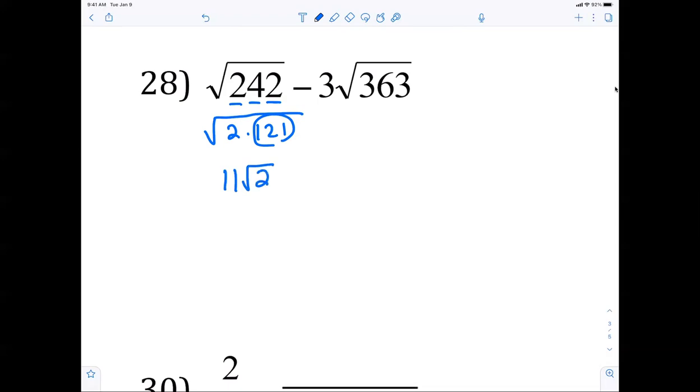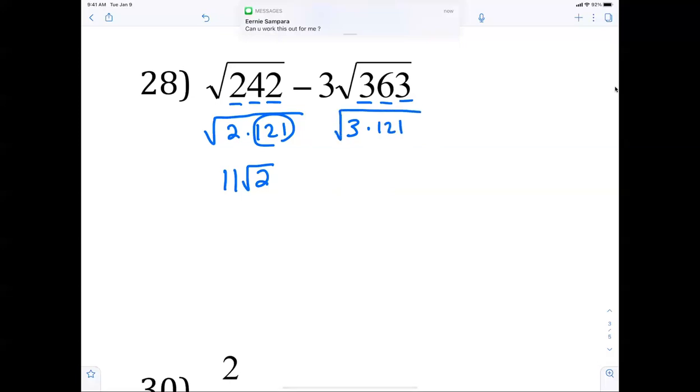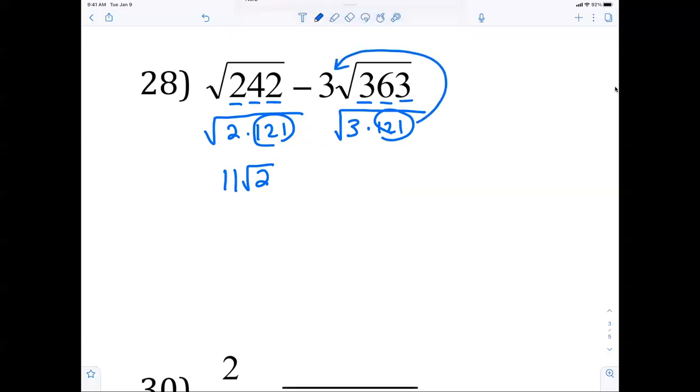Now I'm looking at 363. 3 goes into it, so that's 3 times 121. And what's the square root of 121? 11. Now, does everybody see a 3 out there? So what do we do? So 33. Yes, so that's minus 33 radical 3.